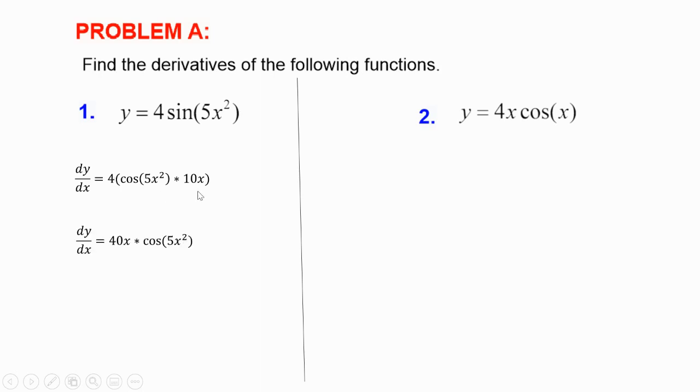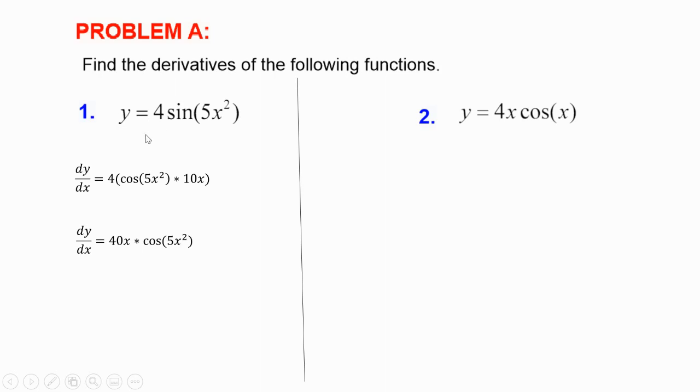It's going to be the 4 times the 10x, which is 40x, times the cosine of 5x squared. There's nothing else we can do with this. We can't simplify this in any way. So when you get to that point, you can say that you have derived this function. So it's a nice simple one for us to start off with.